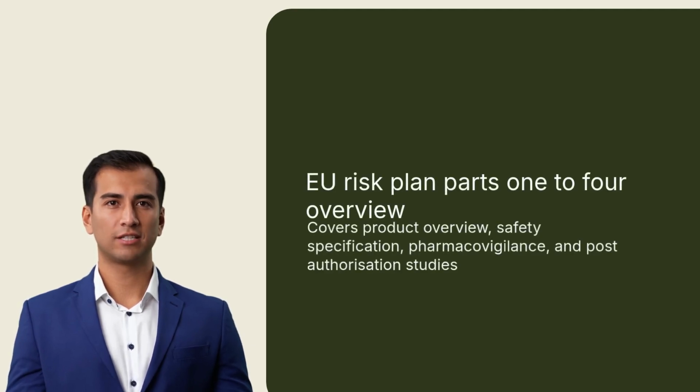The European Union Risk Management Plan has 7 parts. Part 1 gives the product overview, including the active substance, indications, formulations, and regulatory status. Part 2 is the safety specification. And Part 3 is the pharmacovigilance plan, including post-authorization safety studies. Part 4 covers plans for post-authorization efficacy studies.